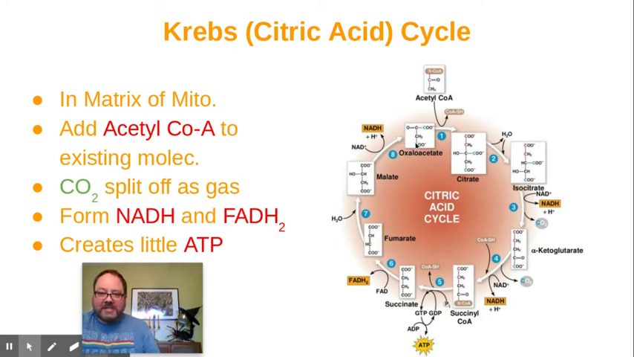So there is an existing molecule, this oxaloacetate. Again, don't worry about remembering it. But what happens is acetyl-CoA joins to it, and it forms this citrate molecule.